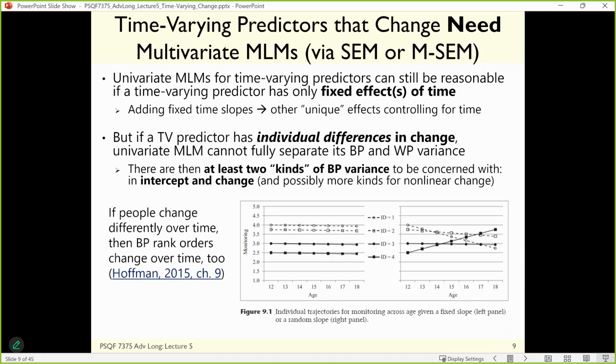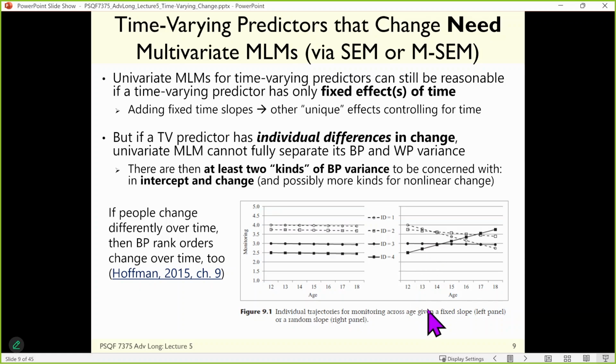So if I just focus on the intercept part, if there are no individual differences in change in a variable, if the trajectories look something like the left side of this plot here on slide 9, then I could take between person differences as what they did at 12, what they did at 13, or any of these, and it's the same, right? People aren't going to shift around their rank orders because it's parallel change. Like if you're high at 12, you're high at 18, the end. Well, if we have individual differences in change, that's not true.